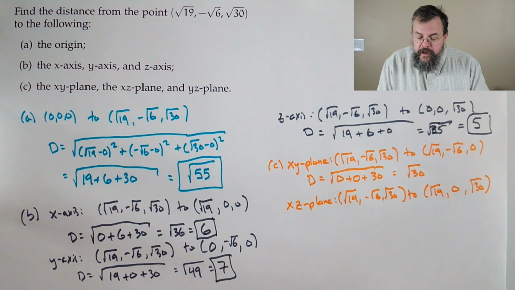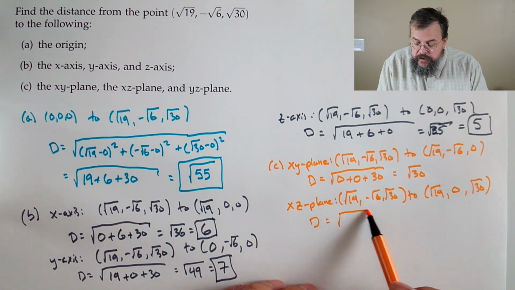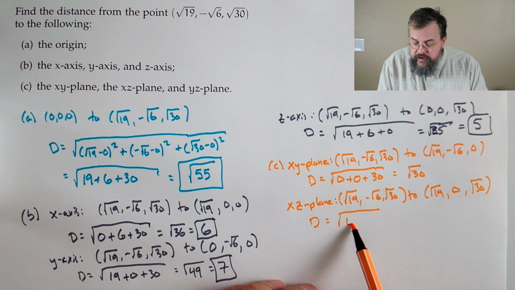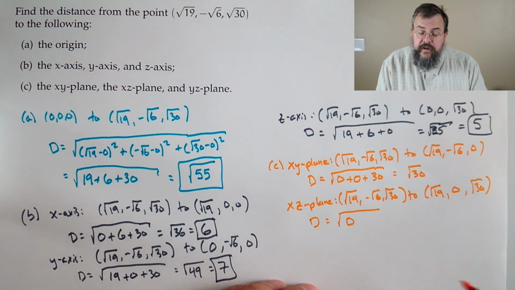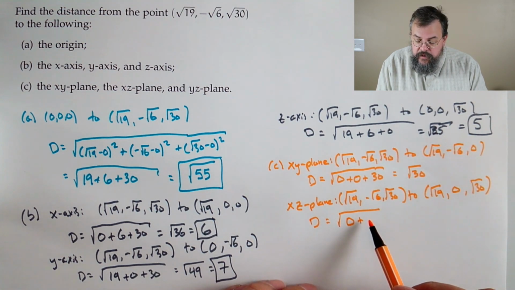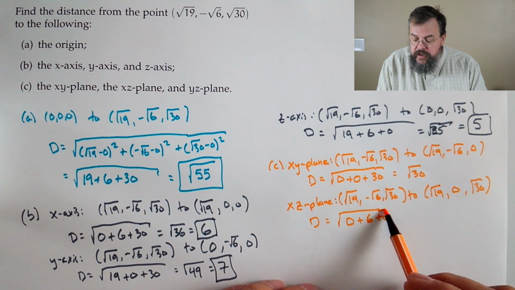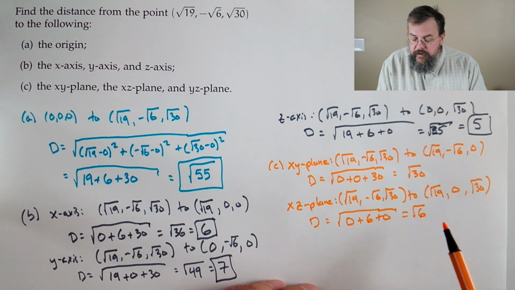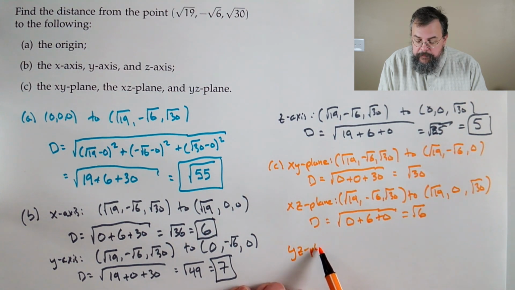And what do we get for our distance? Well, no surprise, there's no change in x, so that contributes 0. In y, minus root 6 to 0 is minus root 6, squared is root 6 squared, which is 6, and no change in the z direction, so we end up with root 6. And that leaves us just one plane, which is the yz plane.